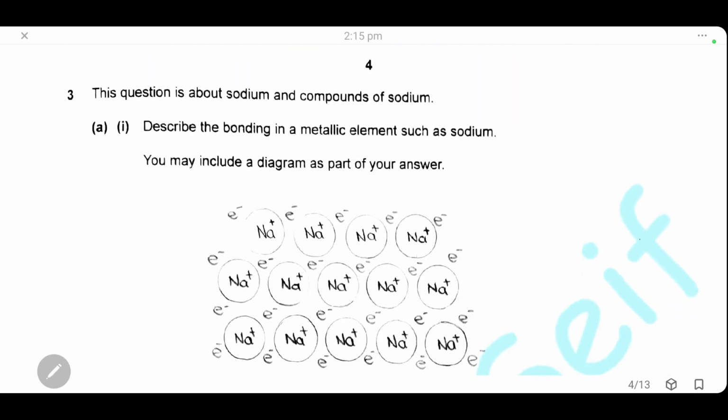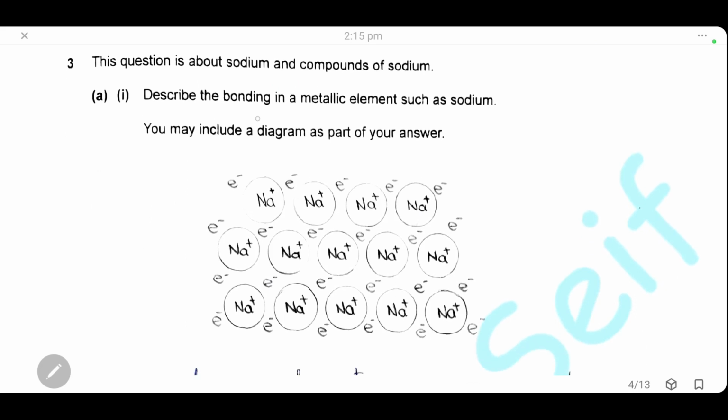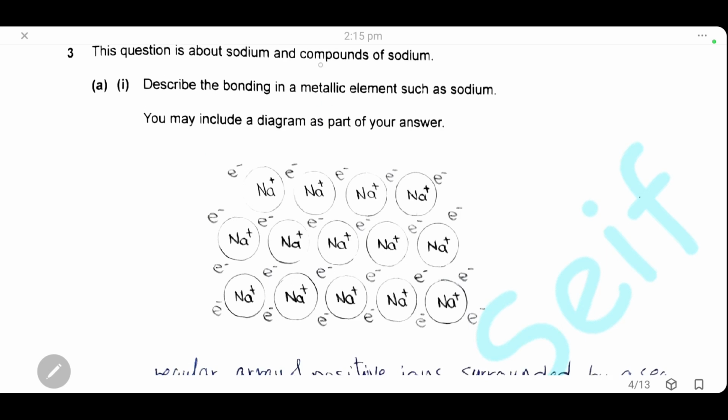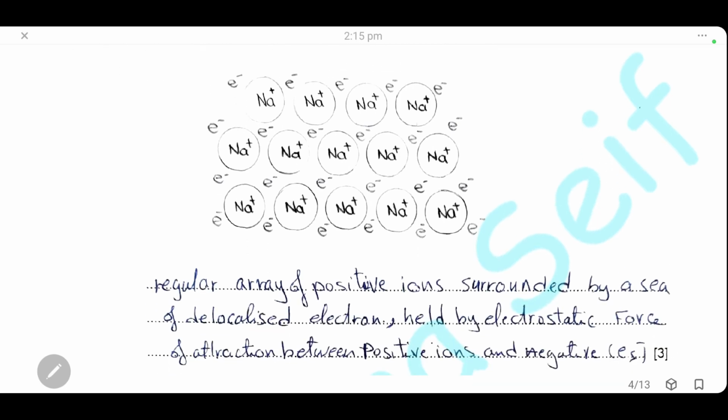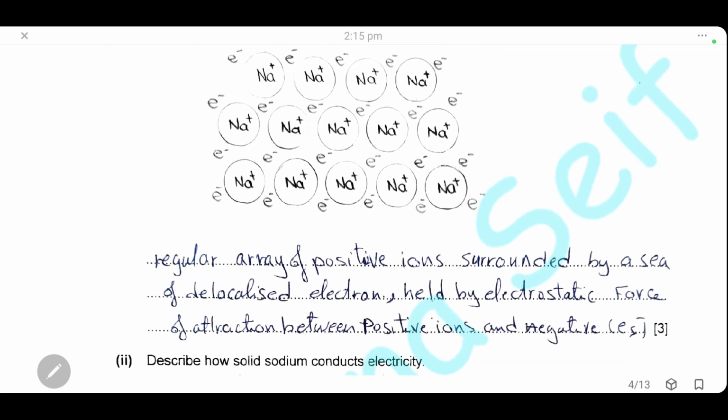Then question 3. This question is about sodium and compounds of sodium. Describe the bonding in metallic elements such as sodium. You may include a diagram as part of your answer. As we can see, all metallic elements like sodium have positive ions regularly arranged and surrounded by a sea of delocalized electrons. So the description for the metallic bonding in sodium will be a regular array of positive ions surrounded by a sea of delocalized electrons and held by the electrostatic force of attraction between the positive ions and the negative electrons.